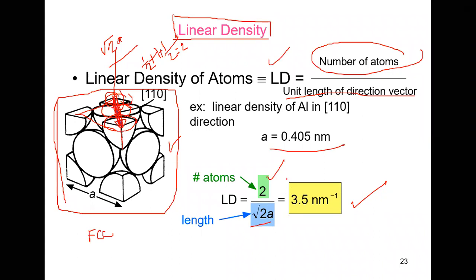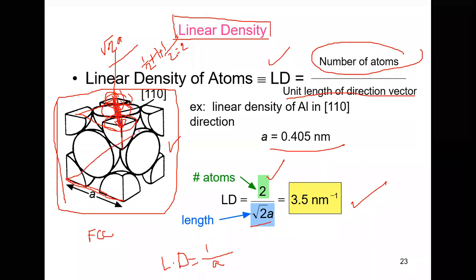So instead of along that line, if I ask you to calculate linear density of atom along the edge dimension, like this one, can you see this one? So what is the length of this line? This length of the line is A. Okay, and how many atoms are there? Half plus half, so 1. So linear density will be basically 1 by A.